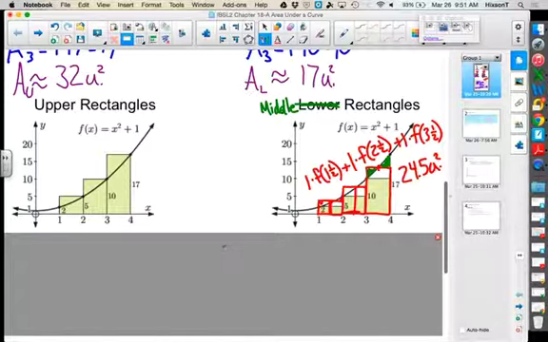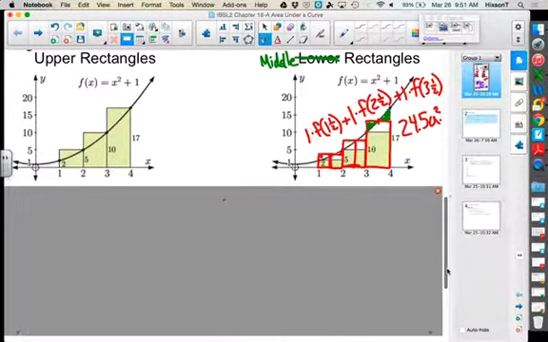What if we cut it into more pieces? Let's look at what would happen. If, instead of cutting it into 3 strips, I cut it into 6 strips, there would be a rectangle here, and then here would be a rectangle, and then here would be a rectangle, and then here would be a rectangle.